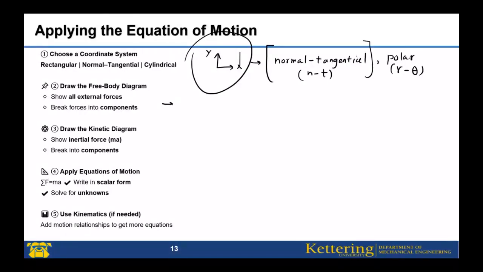The next step, we draw the free body diagram. We show all the external forces, and we break the forces into components. Why? Because we want to know the forces along the X and Y directions. For example, I will show you later in the next example. If there's a force P applied to this box, we can find the component of this force along X and Y. These are P cosine theta and P sine theta. We need to break the forces because we want to know the forces along the X and Y directions.